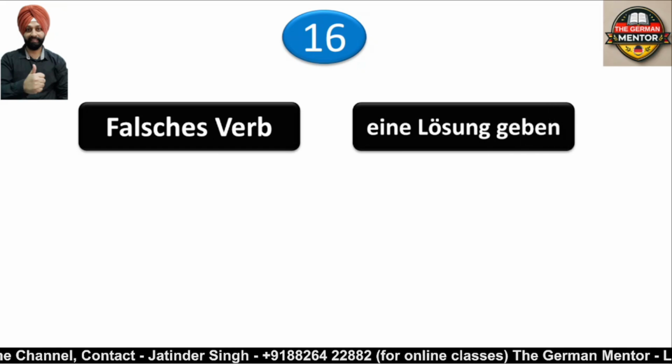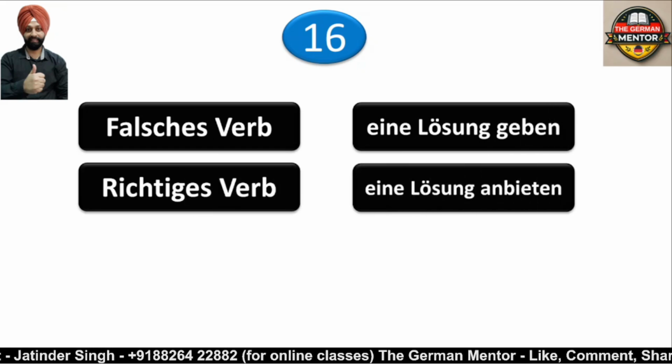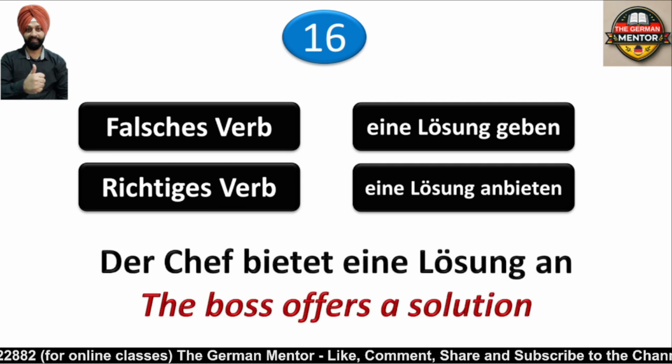First, the wrong one, eine Lösung geben, but the correct one is eine Lösung anbieten. So anbieten is also a separable verb which I've used here. Der Chef bietet eine Lösung an. The boss offers a solution. So I have broken the prefix and put it at the end of the sentence. So that was about number 16, Nummer 16.